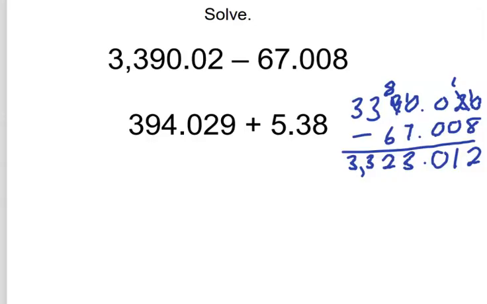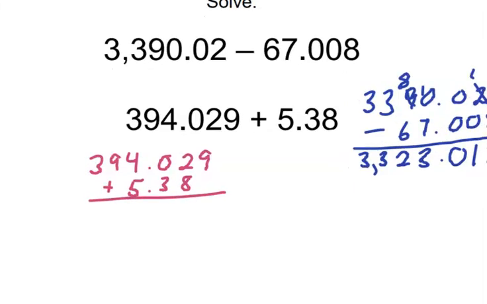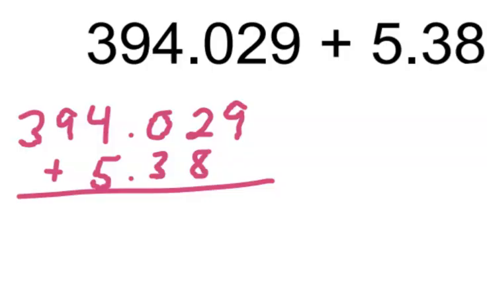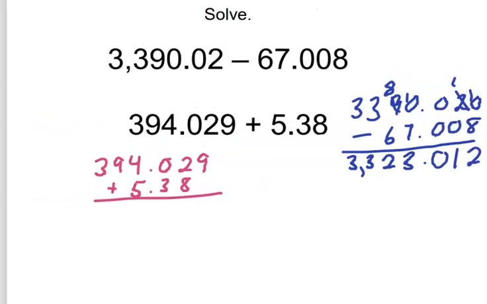Okay, so let's do the addition problem. Again, we have to line up the decimals. 394.029. All right, then we have the 5.38. Okay, we're going to be adding. All right, we could put a 0 here if we want to. So we're going to put a 0 underneath the 9.